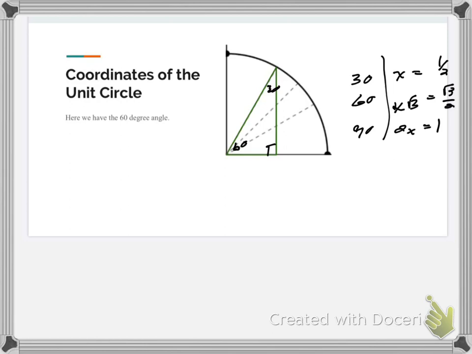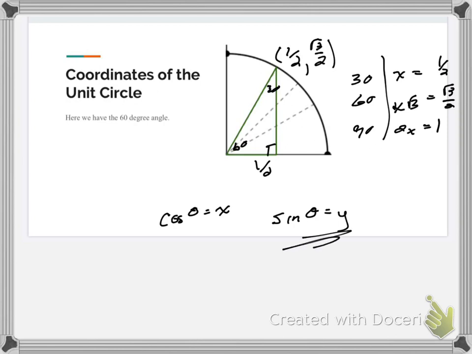So now, across from the 30 is a half. So now my x is now 1/2. And my y now is radical 3 over 2. And that's where that sine, remember the cosine of theta is the same thing as your x, and the sine of theta is the same thing as your y. That's where I'm getting those numbers that we were talking about yesterday.